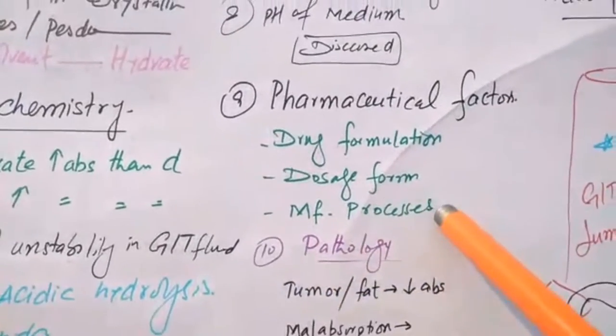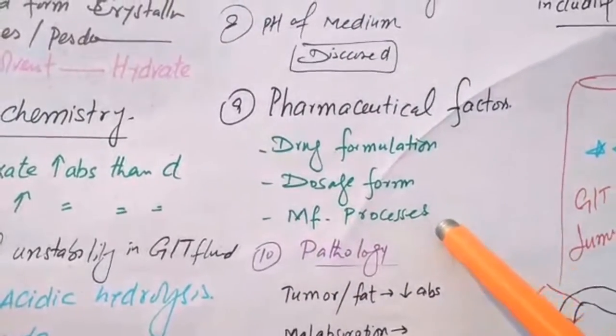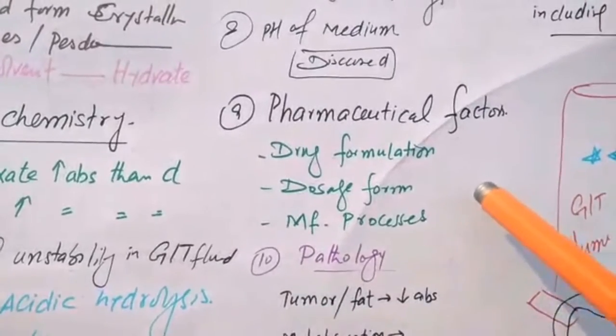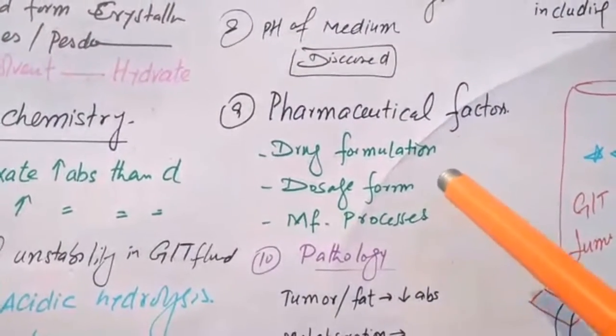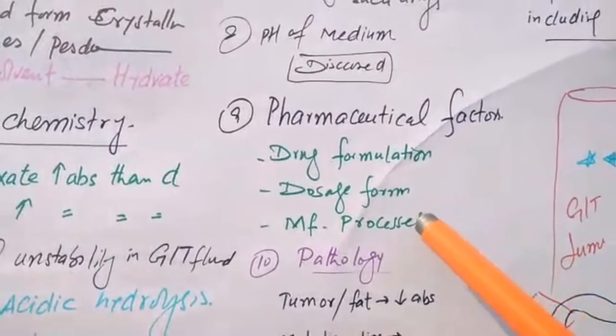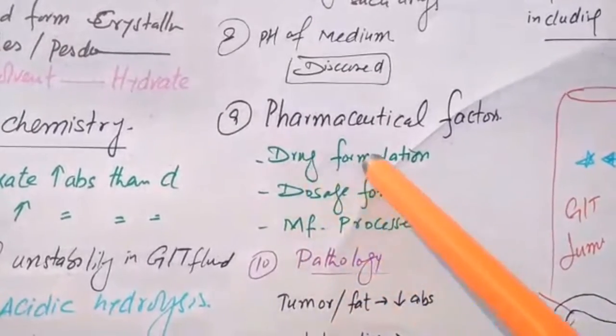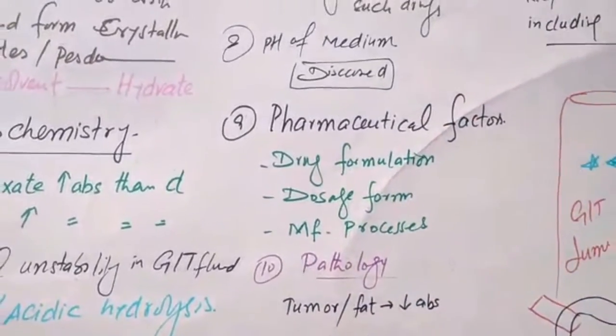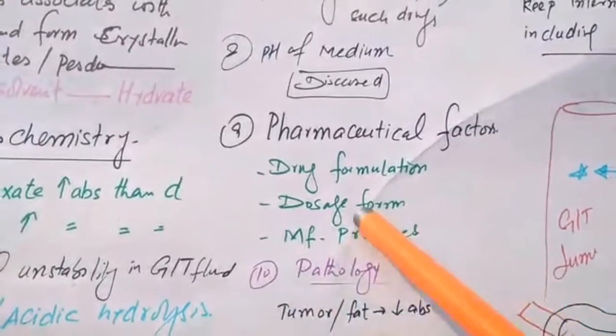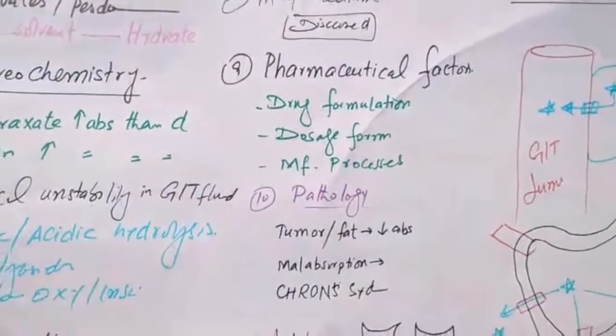Manufacturing process is also responsible for the modification of drug absorption. If the drug is not properly absorbed, maybe there is problem in drug formulation, maybe there is problem in dosage form, maybe there is problem in a manufacturing process.